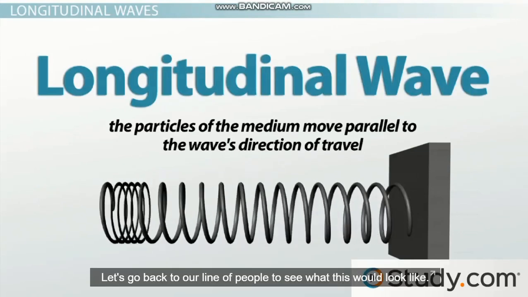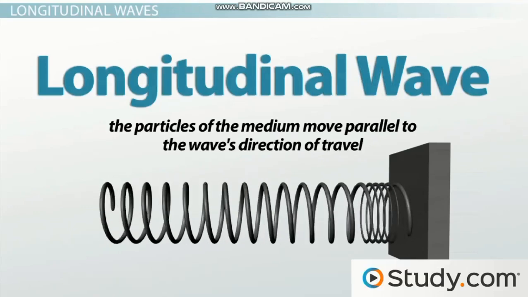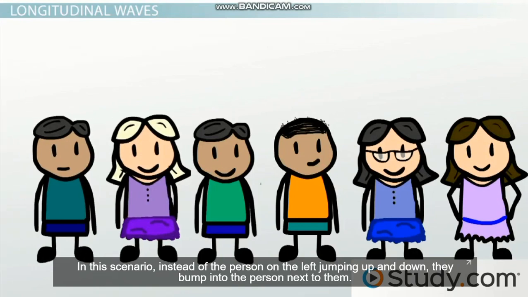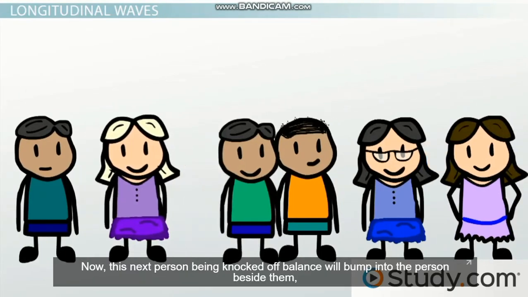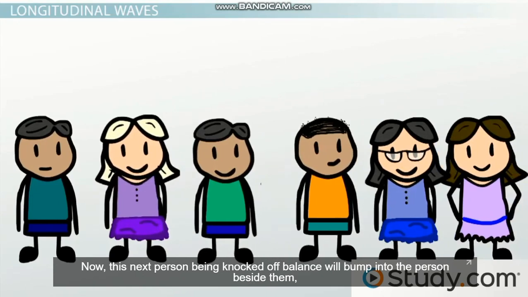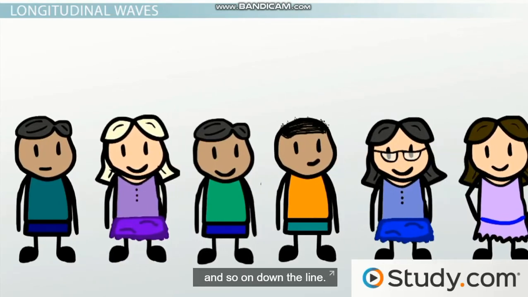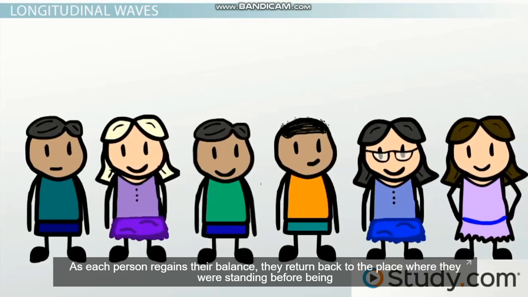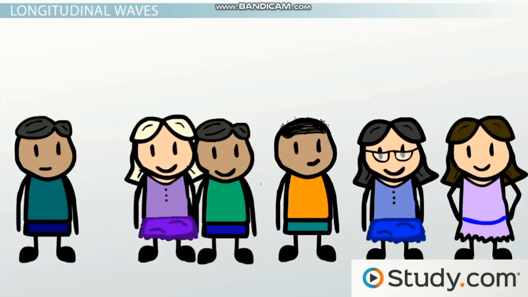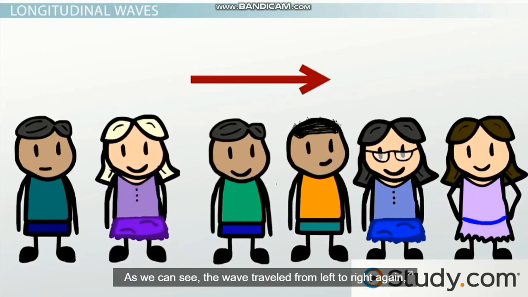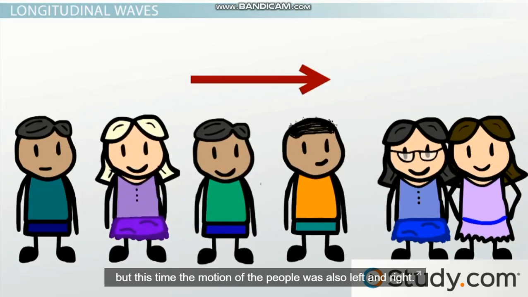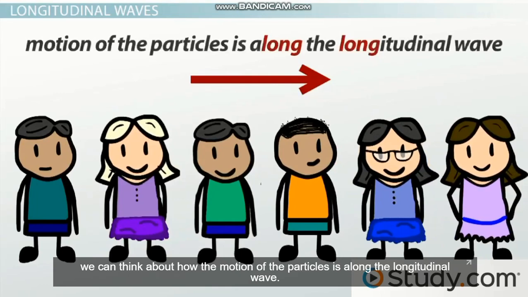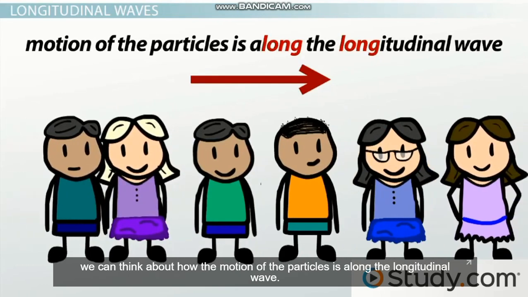Let's go back to our line of people to see what this would look like. In this scenario, instead of the person on the left jumping up and down, they bump into the person next to them. Now this next person, being knocked off balance, will bump into the person beside them, and so on down the line. As each person regains their balance, they return back to the place where they were standing before being so rudely disturbed. As we can see, the wave traveled from left to right again, but this time, the motion of the people was also left and right. To help us remember this relationship, we can think about how the motion of the particles is along the longitudinal wave.